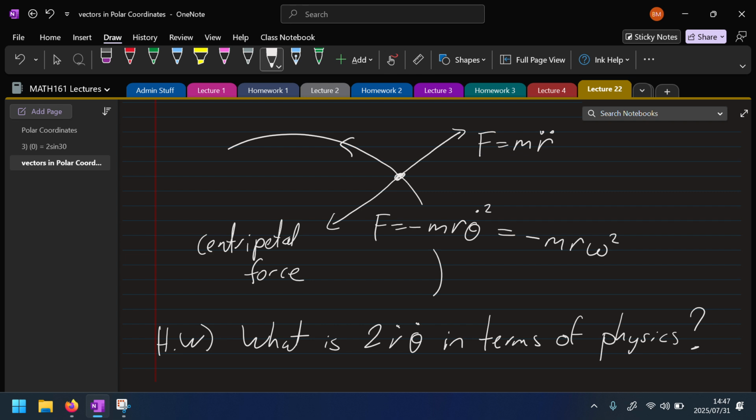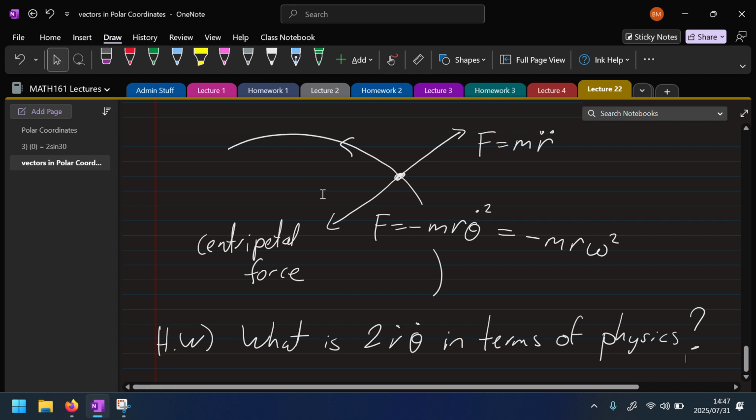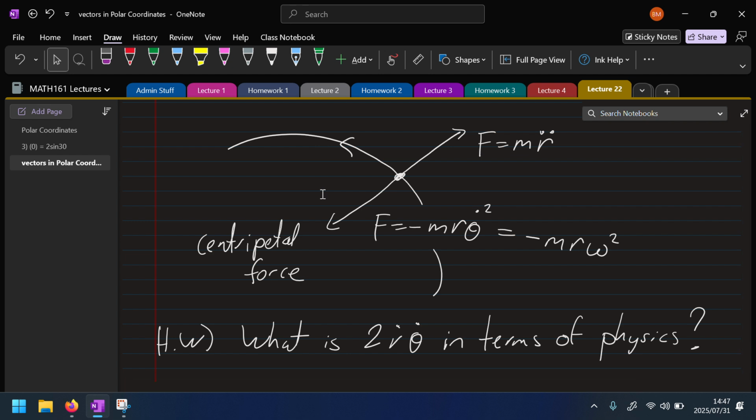Any questions on these derivations? No questions. Okay, please make sure you know how to derive these three: position vector in polar coordinates, velocity vector in polar coordinates, and acceleration. You need to be able to derive those three. Any questions before we go? You're good.